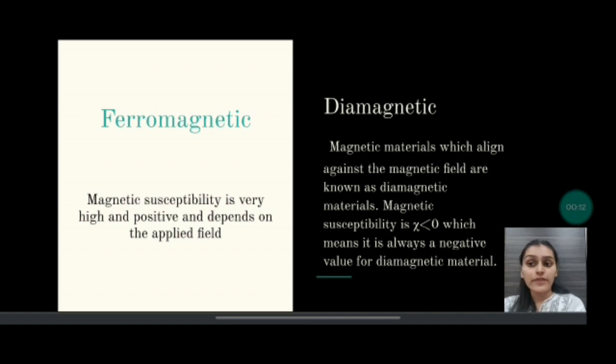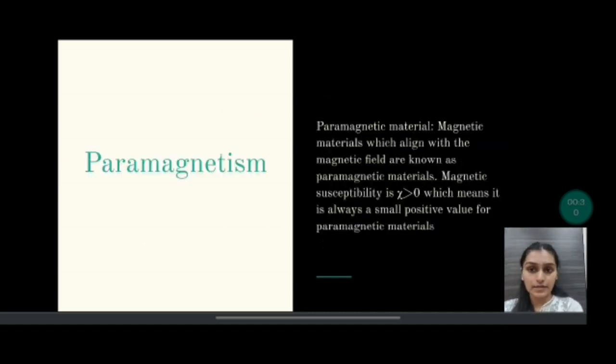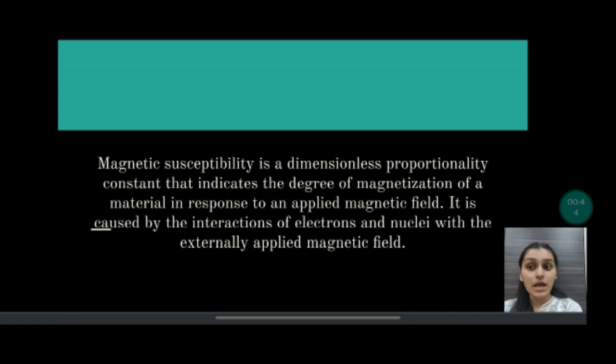Ferromagnetic materials have a very high and positive value of magnetic susceptibility, and it depends on the applied magnetic field. Diamagnetic materials are materials which align against the magnetic field. Magnetic susceptibility is less than 0, which means it is always a negative value for diamagnetic material. Paramagnetic materials are materials which align with the magnetic field, and the magnetic susceptibility is more than 0, which means it is always a small positive value for paramagnetic materials.